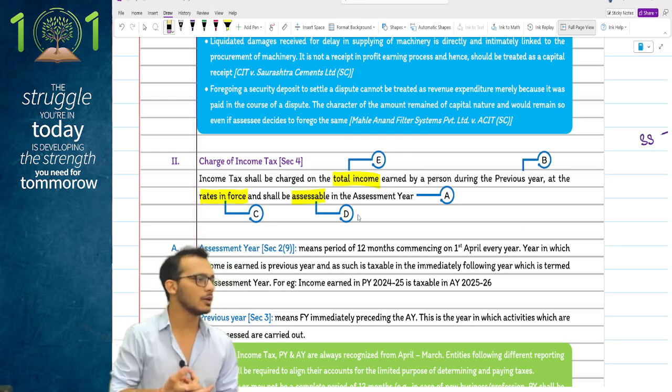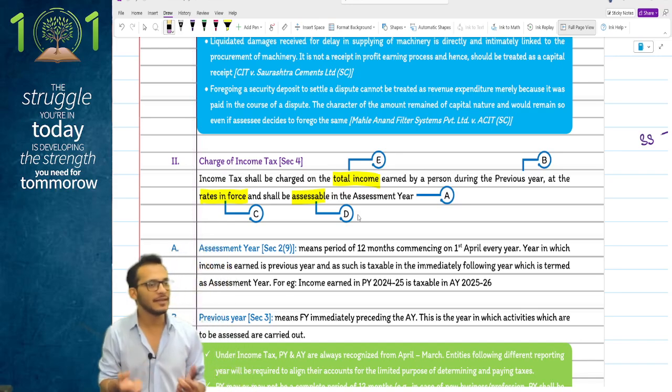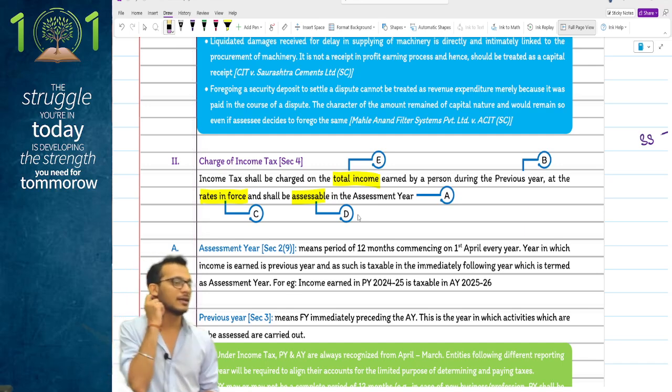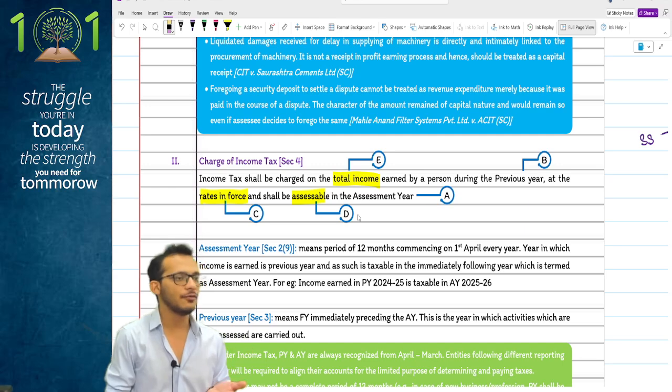In the practical world, no company does it. No company creates books for 15 months because they know even if they create it for 15 months, they will again have to create 2 different books for income tax purposes. And the problem is, if you're going to create books for income tax purposes, income tax will then come and say, get it audited also. Which means now you'll have to pay the auditor twice the fee. One for 15 months, one for 12 months.